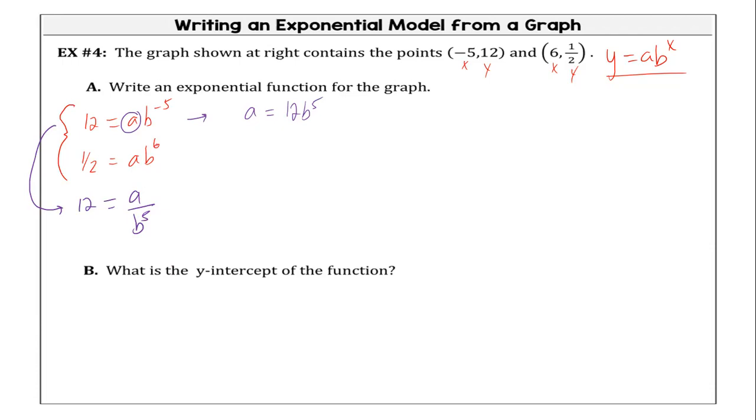Okay, so now I have a value that I can substitute in. Does that make sense? I'm going to plug that in for a, and now I'm going to solve for b. So we have 1/2, but instead of a, we're plugging in 12 b to the 5th times b to the 6th.